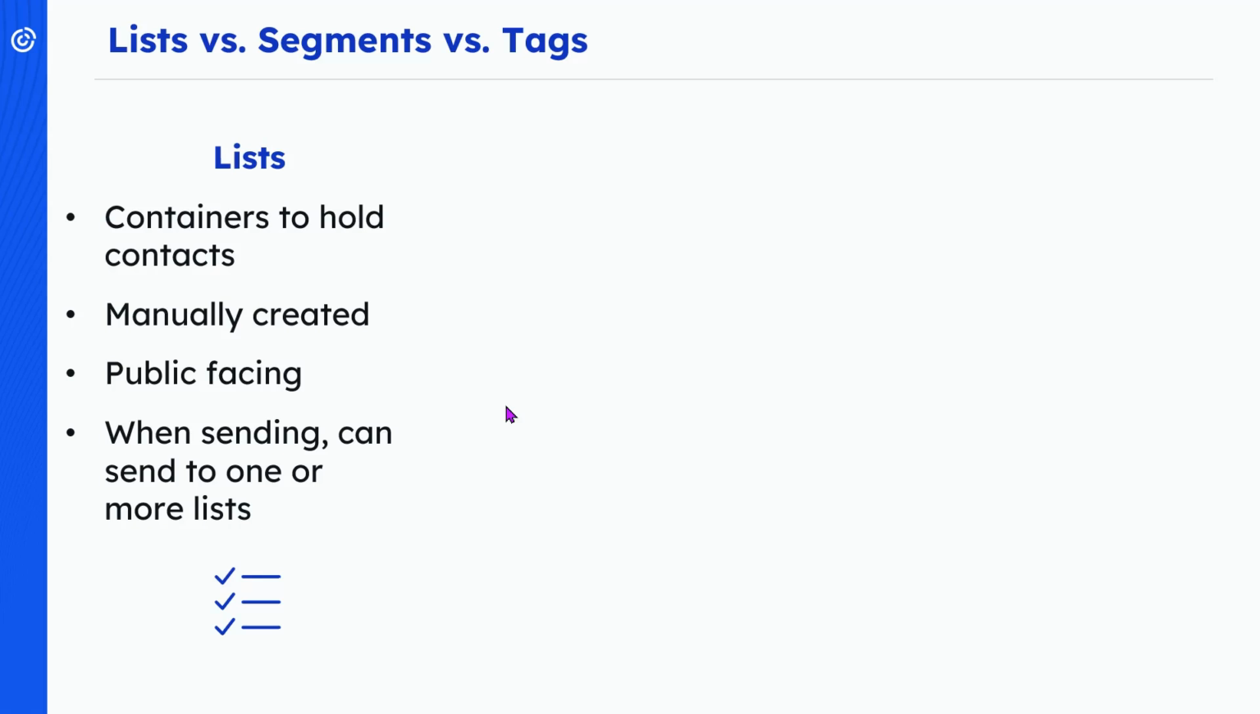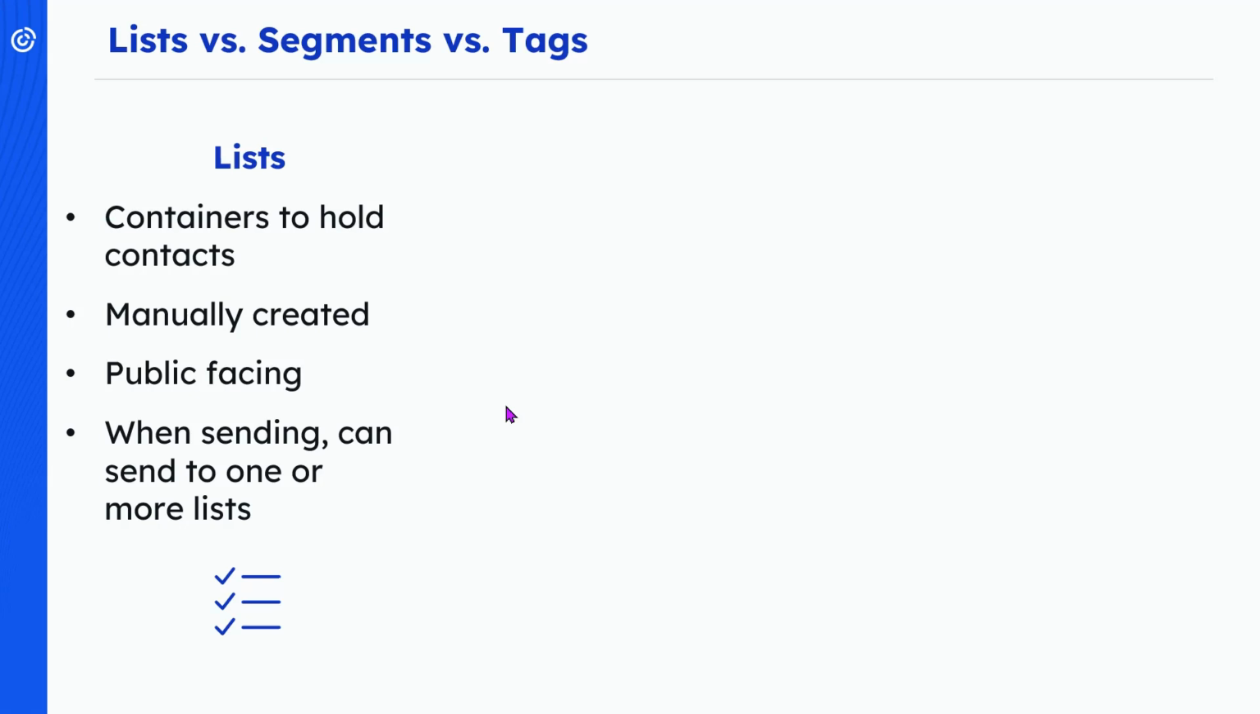Lists are also connected with your sign up forms. It can be public facing, so you want to make sure that you're giving them a good name when you send them out, if you're giving your contacts the option of what list they want to be a part of. Now, when sending out an email, you can send to one or more lists at a time, and if somebody is on more than one list, they will only get it once.